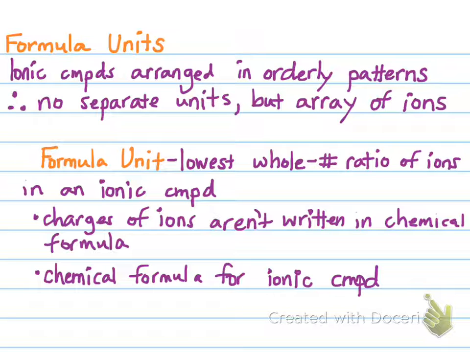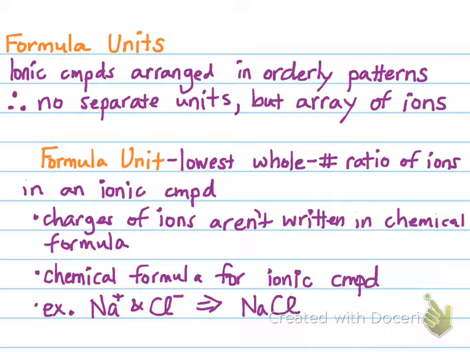Remember that ionic compounds had to be neutral. So, for example, when we talk about combining a sodium ion and a chloride ion, we have to combine them so that overall there's zero charge. The total positive charge has to equal the total negative charge. Since sodium has a +1 charge and chloride has a -1 charge, I can combine them in a 1-to-1 ratio. So my formula unit would be NaCl.